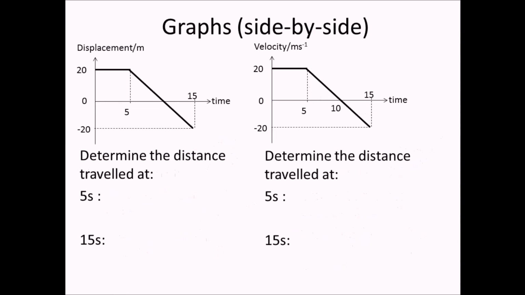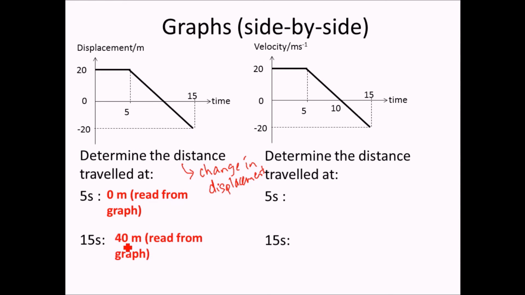So the next question is obviously to find the distance. To find the distance is a little bit more challenging. Do remember that distance is the total change in displacement. Alright, so this is actually a change in displacement. So remember that in the first 5 seconds the displacement has not changed, so there is no distance covered. Alright, so you read from the graph, it's still 0. Now for 15 seconds the displacement goes from 20 to minus 20, so actually there is a change of 40 meters.